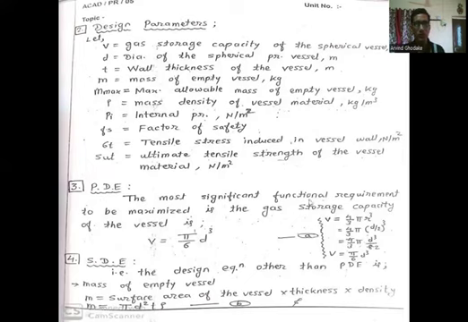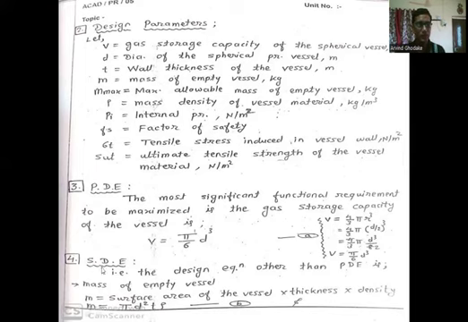In the next step we will discuss developing the primary design equation. The most significant functional requirement to be maximized is the gas storage capacity of the vessel. Therefore V is equal to pi by 6 D cube. This is the standard formula for the volume of the sphere. This is called equation A, the primary design equation.